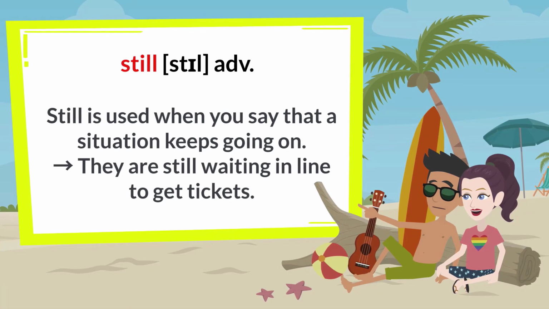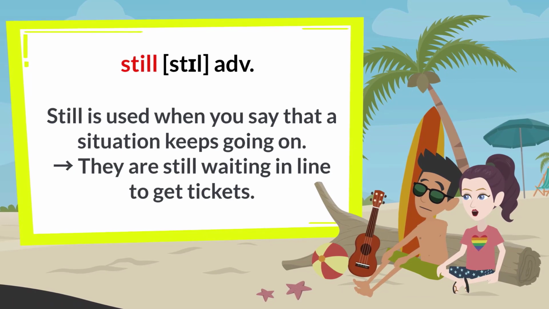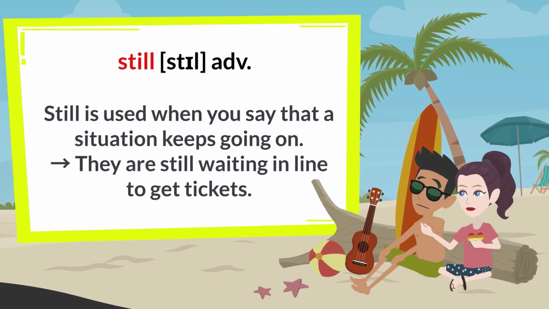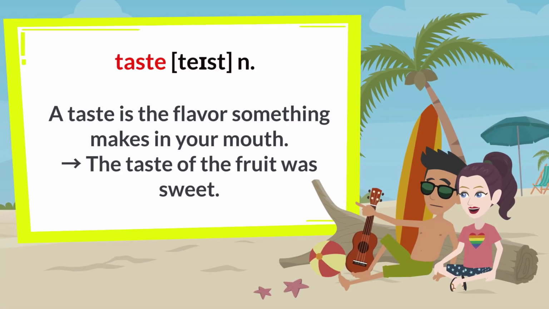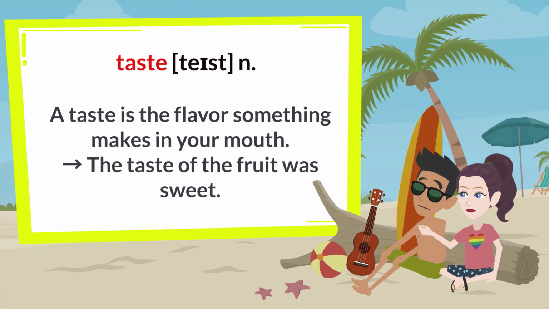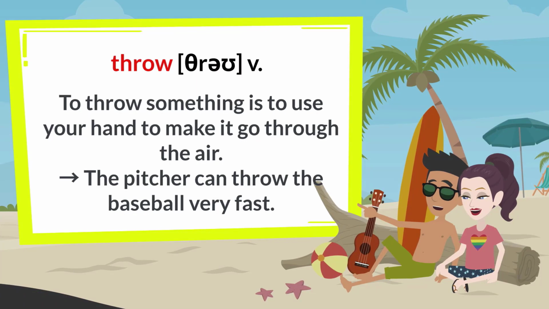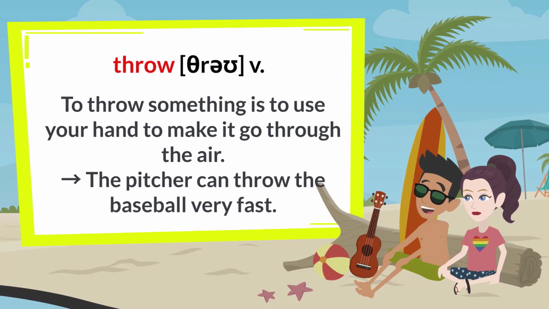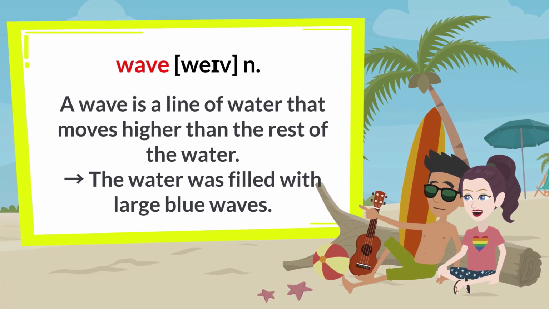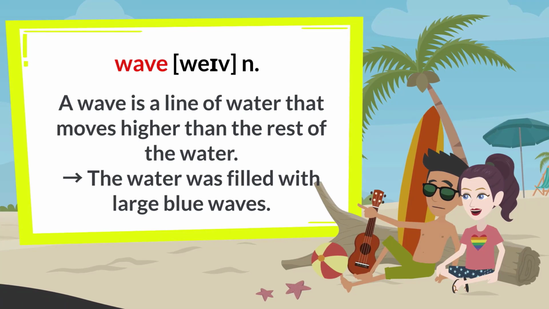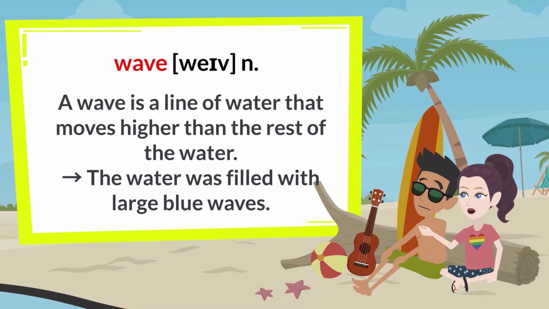Still. Still is used when you say that a situation keeps going on. They are still waiting in line to get tickets. Taste. A taste is the flavor something makes in your mouth. The taste of the fruit was sweet. Throw. To throw something is to use your hand to make it go through the air. The pitcher can throw the baseball very fast. Wave. A wave is a line of water that moves higher than the rest of the water. The water was filled with large blue waves.